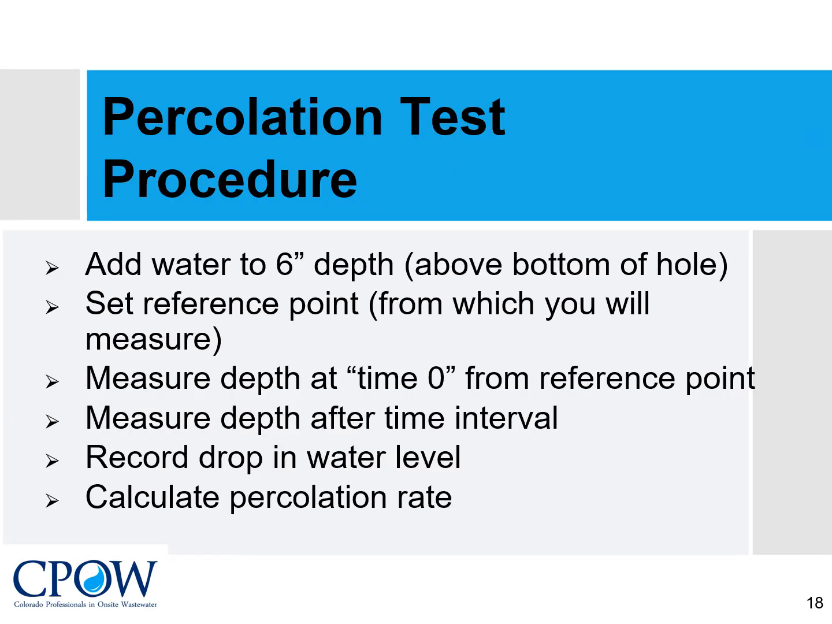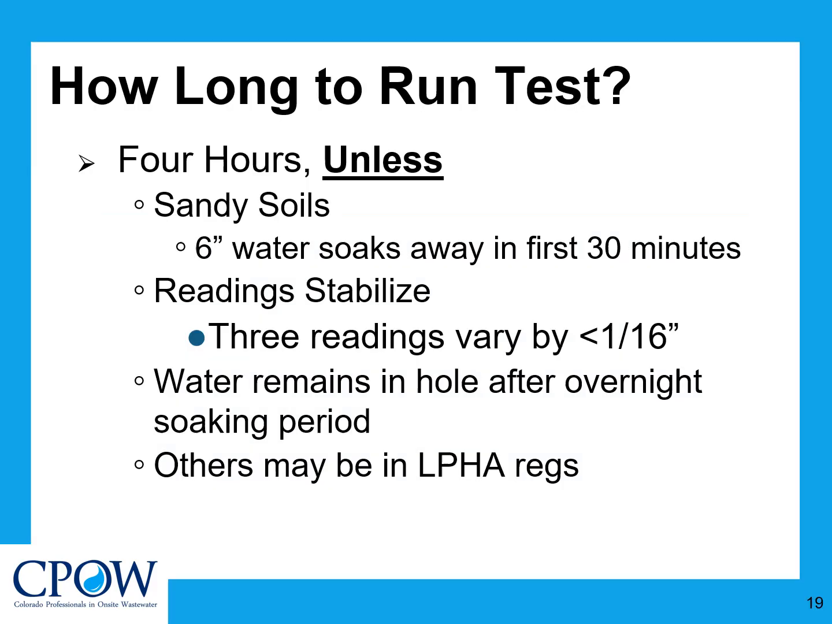So to start your percolation test, you're going to add water to 6-inch depth above the bottom of the hole. Set a reference point from which you will measure, as we showed in the last slide. Measure the depth at time 0 from the reference point. Measure depth after the time interval, typically 30 minutes. Record the drop in water level and calculate the percolation rate. A standard percolation test lasts for 4 hours.